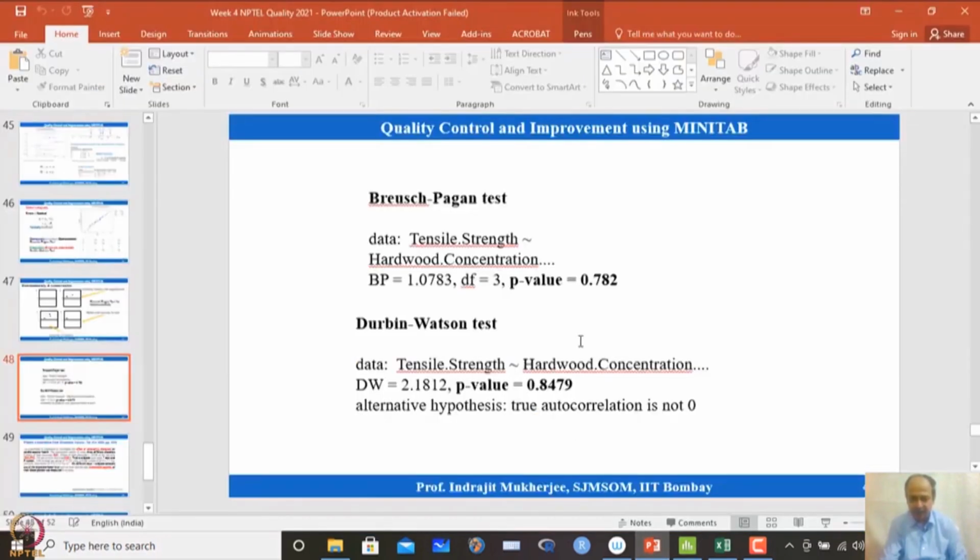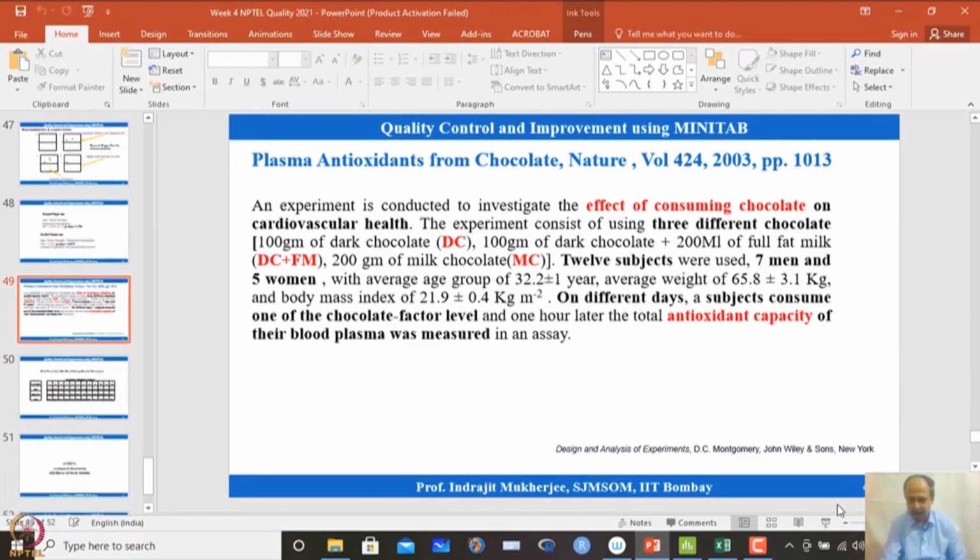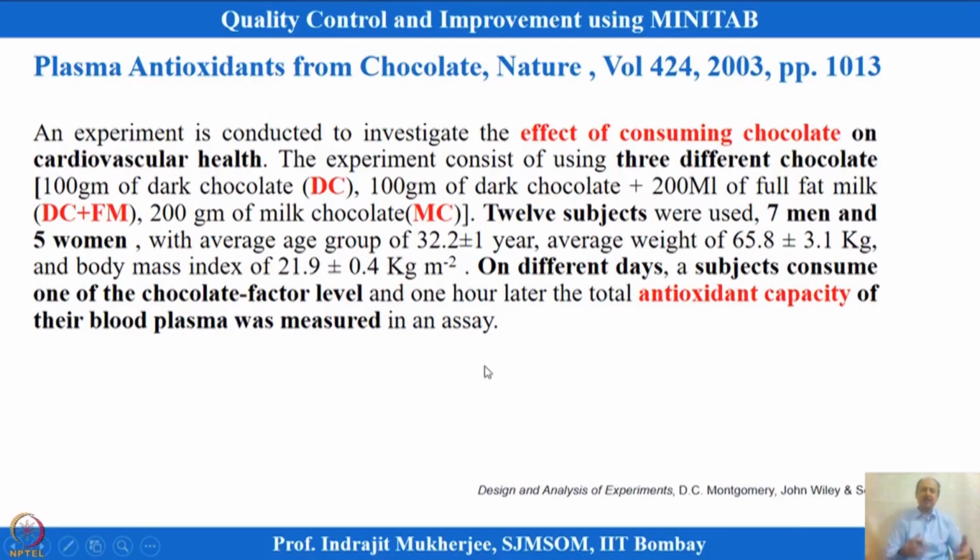So, this example is taken again from Montgomery's book. So, this is the example that I am talking about over here. An experiment is conducted to investigate the effects of consuming chocolates on cardiovascular health. So, over here what is monitored is that antioxidant capacity of the blood plasma was measured over here, that is the CTQ over here. So, one is dark chocolate, one is dark chocolate in combination with milk chocolate, and one is completely milk chocolate like that.